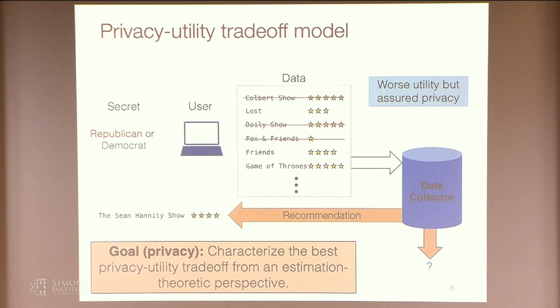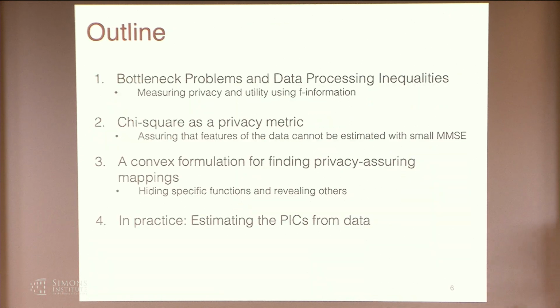Okay? So this is the outline. I'm going to start off with an overview of dealing with this privacy utility trade-off from an optimization framework. This is an approach that you see in a lot of papers in information theory. Okay? And I'm going to explain how this is related to something that we call bottleneck problems. You might have heard, for example, of the information bottleneck.